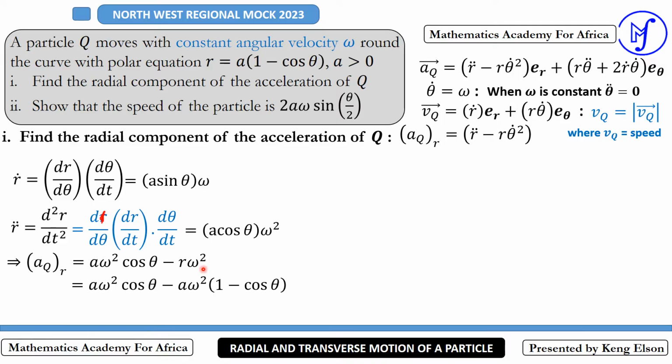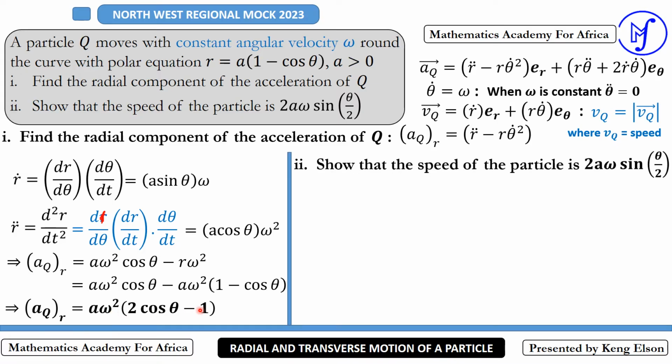So we can fit in what r is. Our r was just equal to a into 1 minus cos theta, and then we can bring like terms together and simplify, and we get that the radial component of our acceleration is a omega squared into 2 cos theta minus 1. Make sure you simplify this to arrive at this step.